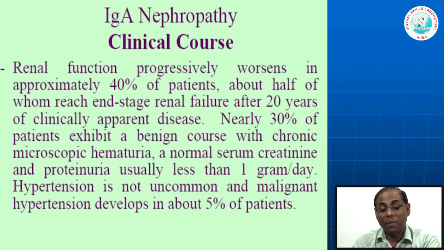The 40% of these patients may have a very aggressive disease, about half of whom reach end stage renal failure after 20 years of clinically apparent disease. So, it is a progressive disease.